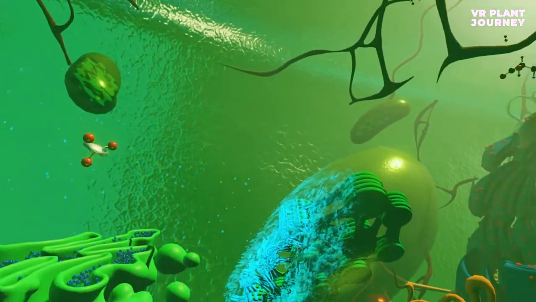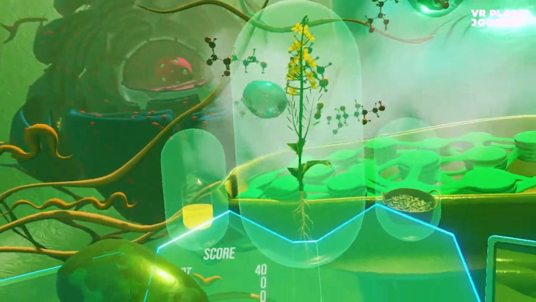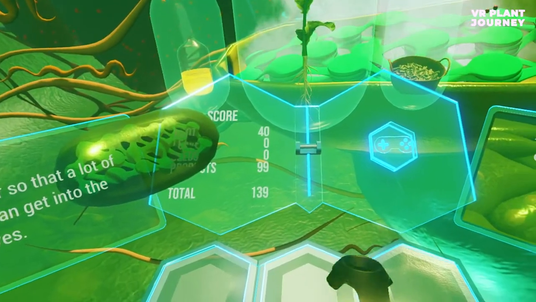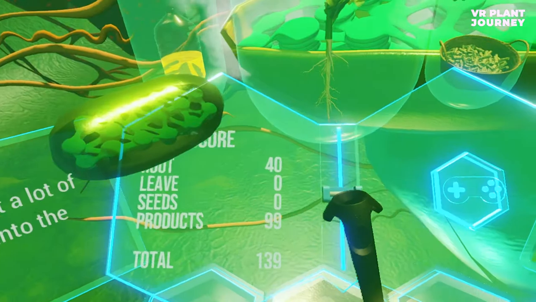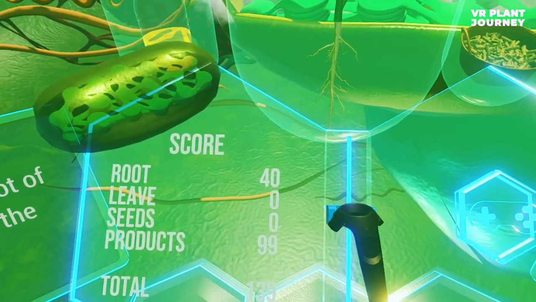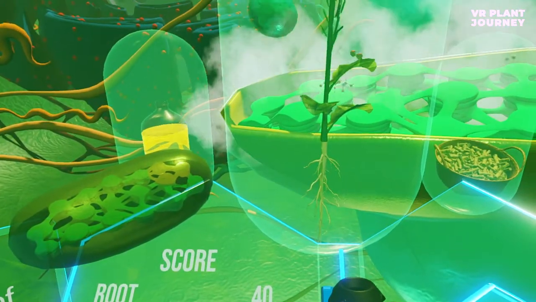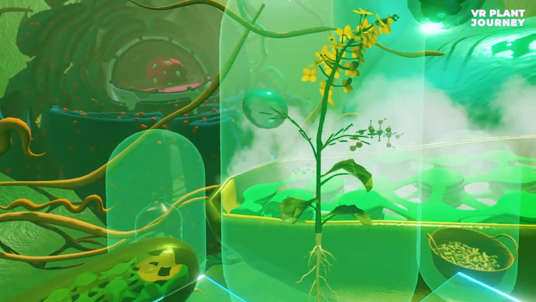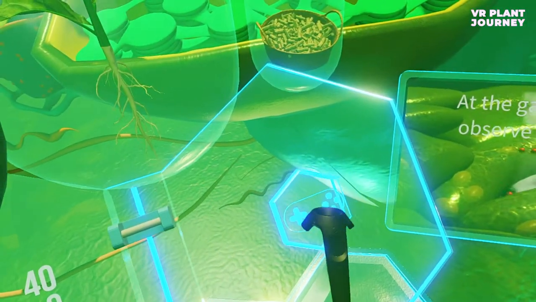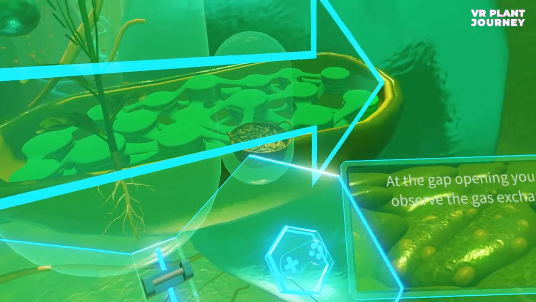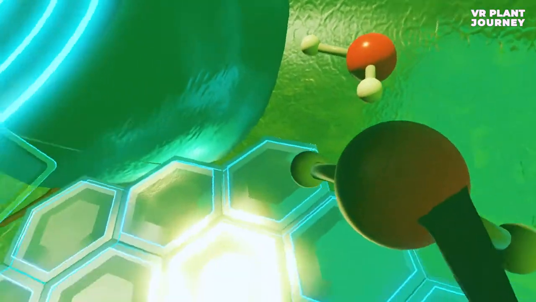What you're hearing is the gas exchange of the leaf. We want to optimize stomata movements. Try the regulator and see what changes. Catch water and carbon dioxide and throw it at the chloroplast with your hands.